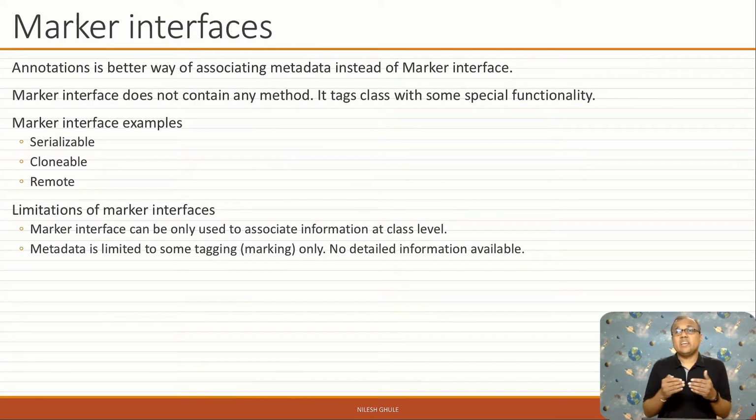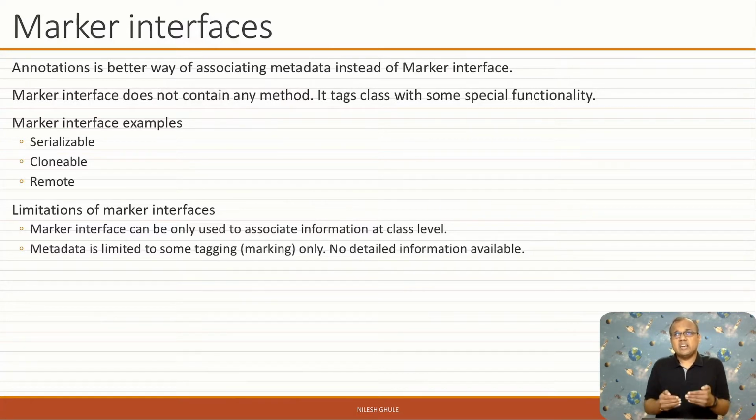Annotations were added in Java language 5.0 to associate information, metadata, with the classes and their members. Before Java 5.0, Java had a notion of marker interfaces for the same purpose. The marker interfaces do not contain any method. These marker interfaces were used to attach some metadata, some special functionality with the class. One of the popular examples is the Serializable marker interface.